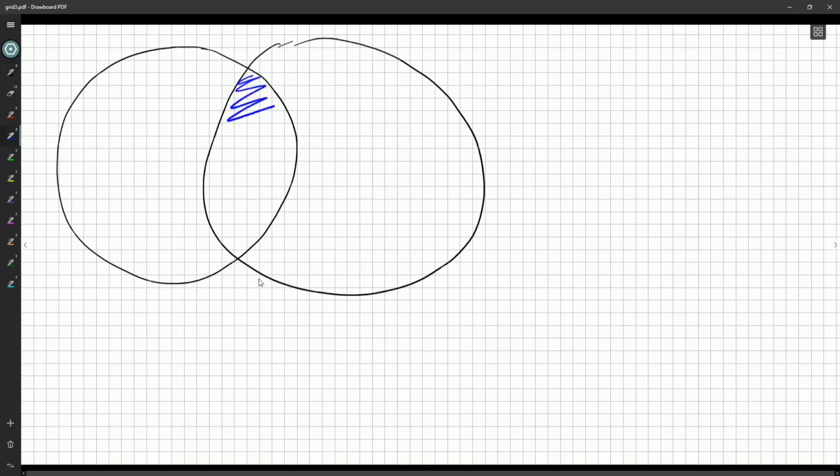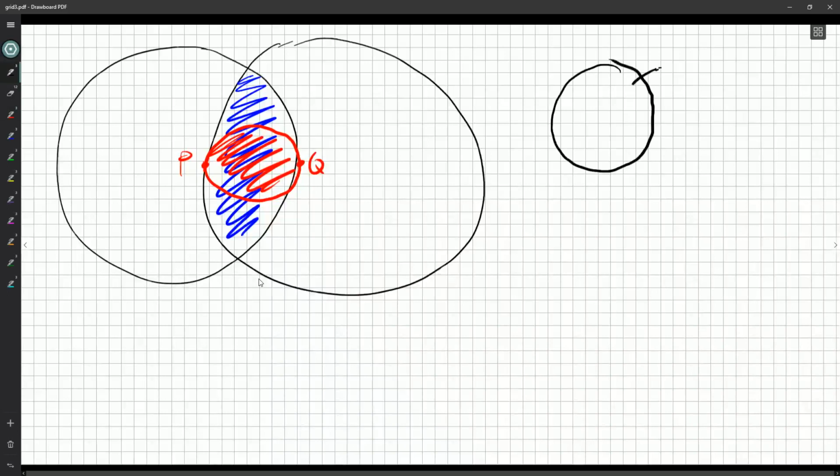If I could figure out this shaded area in blue and then subtract off the circle with diameter PQ, what would be left over is my shaded area. So I've got a plan of attack here. The question is, well, what can I do? How can I figure out the overlap area?